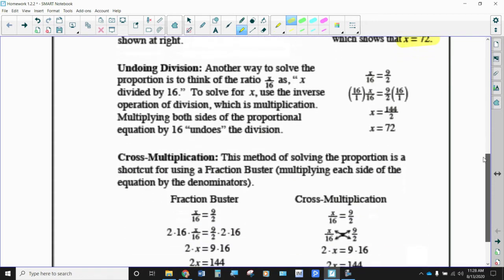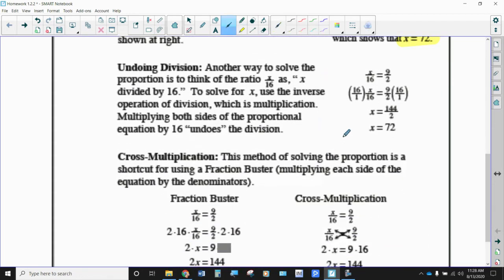The undoing division was probably my least favorite process to use here, and it's based on this. We know, like, if you solve the problem x plus 2 is equal to 5, to figure out what x is, you would undo the addition, right? What was x before we added the 2? So we would take the 2 away from the 5, and that would prove that x was equal to 3. Well, same thing is happening here. If you take x divided by 16, you get 9 over 2. 9 halves is the same as what, 4 1/2?